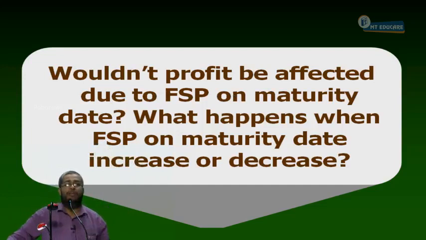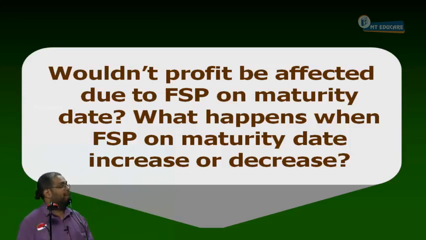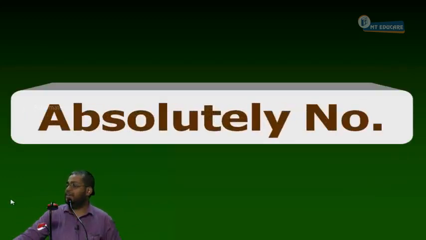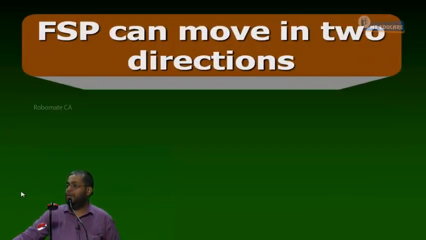Tell me, FSP more than 40 rupees, what will I do? Exercise the call and buy at what? 40. FSP less than 40, what will I do? Allow it to lapse and buy at what? 30 or 20. In that case, I will still have the advantage only due to what? The FSP moving up and down, because I am an option holder. Everybody following or not?